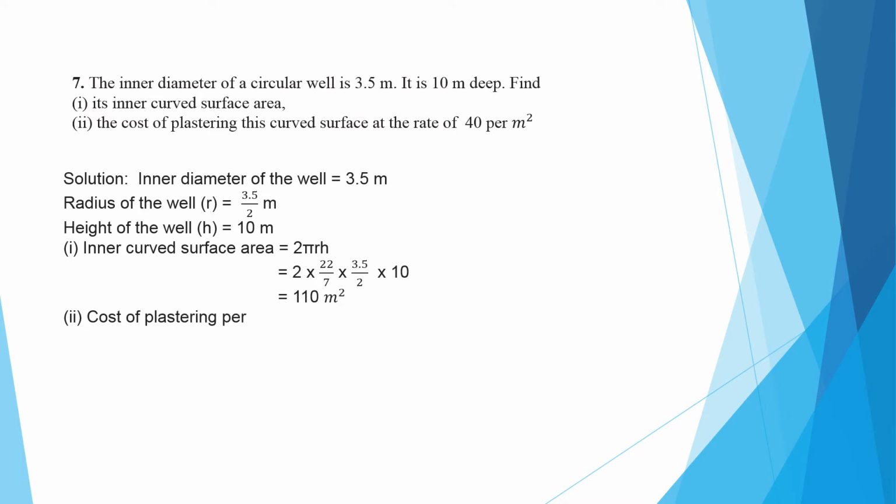Now the second part, cost of plastering at the rate of rupees 40 per meter square. So for 1 meter square it is rupees 40. So for 110 meter square it is rupees 40 multiplied by 110, that is rupees 4,400. Okay, so in this way we will find the total.